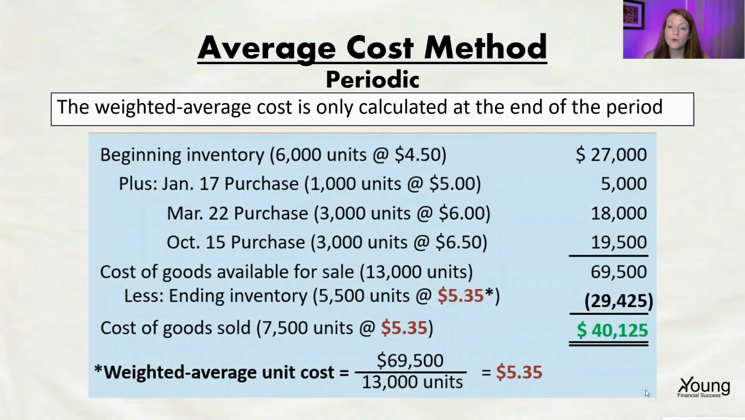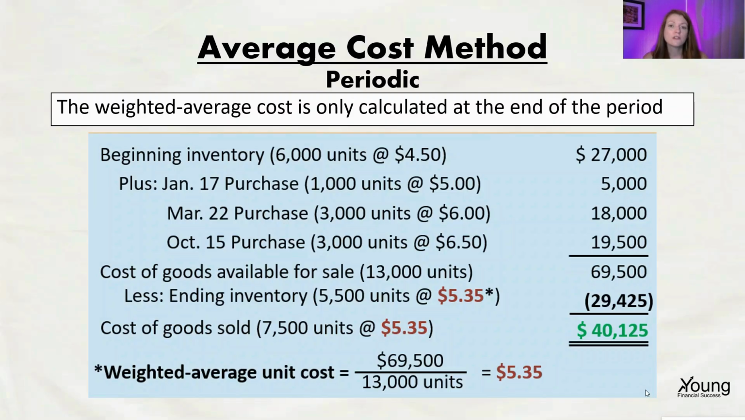So our ending inventory at this point, with periodic, we're just going to take all of those units that we purchased, which totaled $69,500 worth, divided by the 13,000 units, and that tells us on average we spent $5.35. So if we have 5,500 units left in ending inventory, which is what we have here, we had 13,000, we sold 7,500, so we have 5,500 left. We multiply that times the average amount, the $5.35, and bam, that $29,425 is our ending inventory.